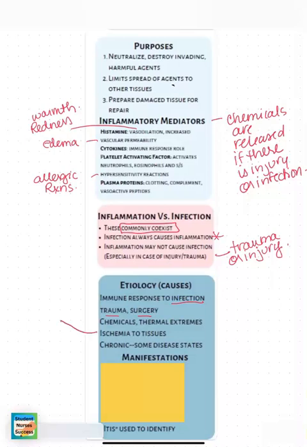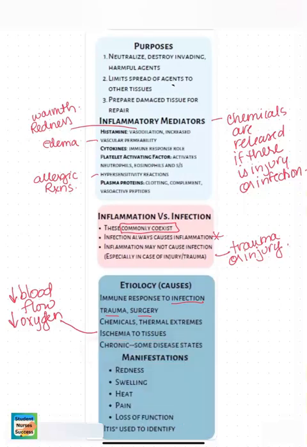And remember what ischemia is: decreased blood flow and decreased oxygen at an area. So if you have ischemia to tissues, they're going to be damaged and you're going to see an inflammatory response because of the trauma associated with that. And we also know that some chronic disease states can also cause inflammation.